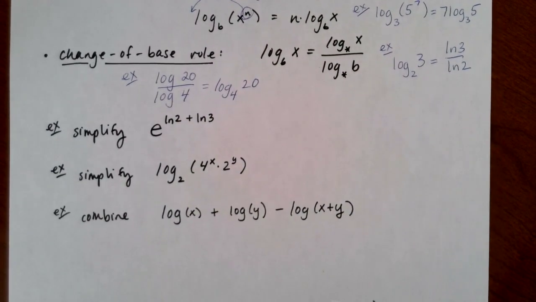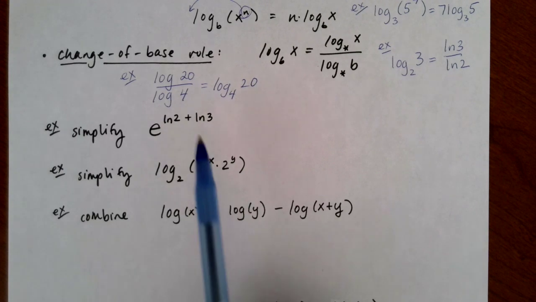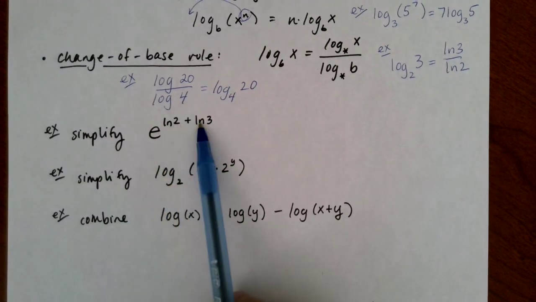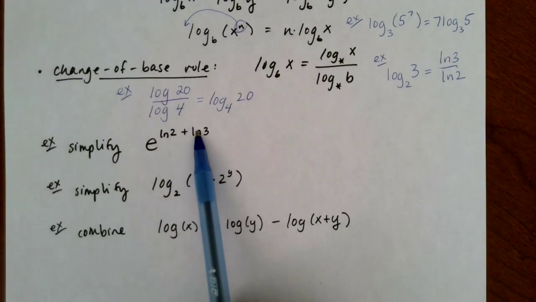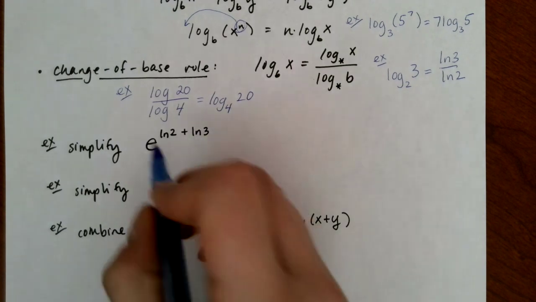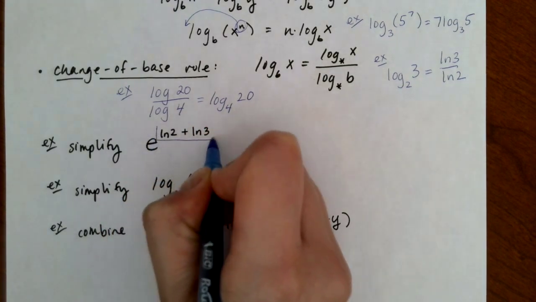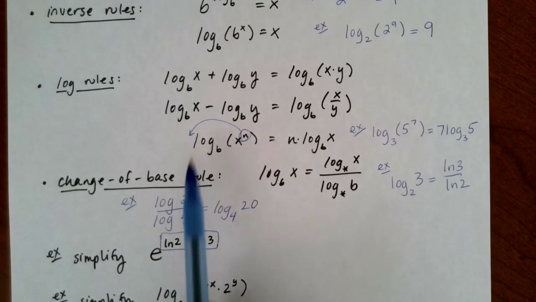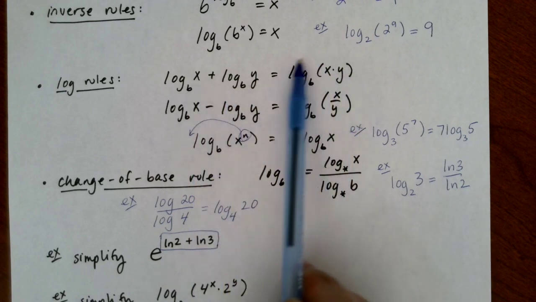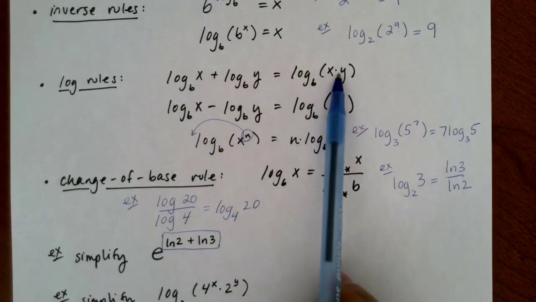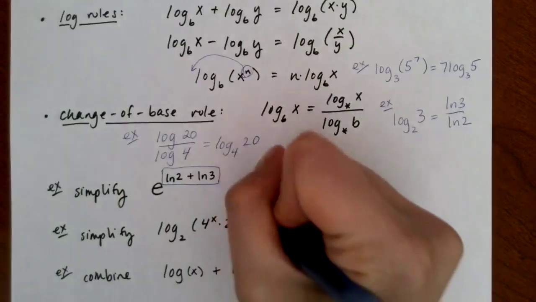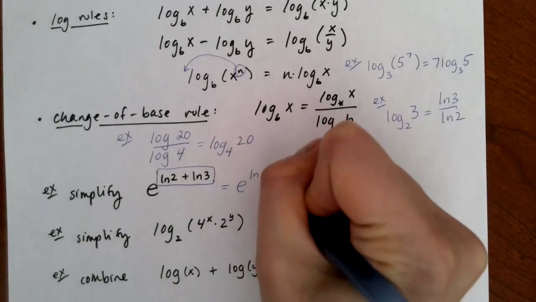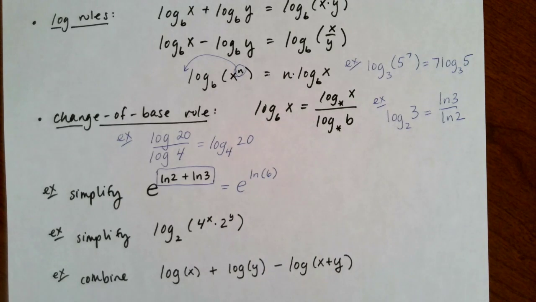Okay, so let's do a couple of examples. The first one says simplify e to the ln of 2 plus ln of 3. There's more than one way to answer this question. What I'll do, since we're talking about log rules, is look at this exponent here and say, oh, well, ln of 2 plus ln of 3, this rule tells me I can combine them into the ln of 2 times 3. So this is e to the ln of 2 times 3, which is 6.